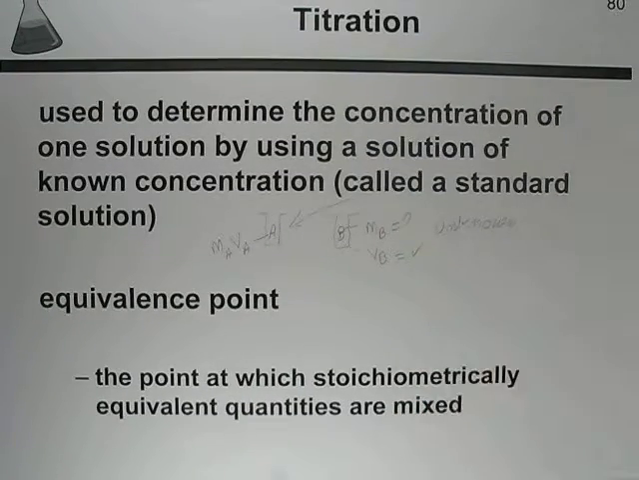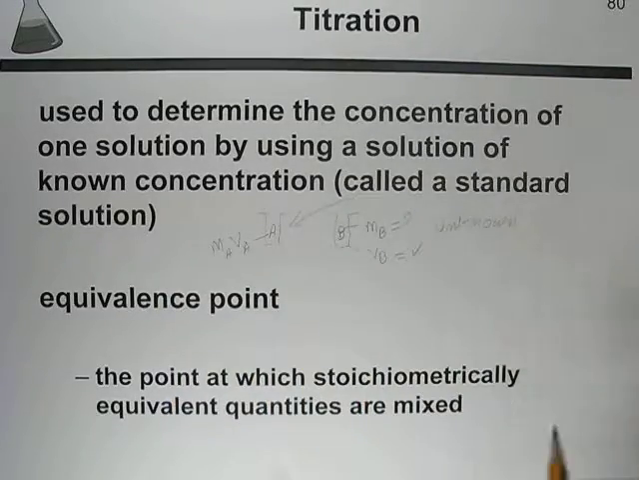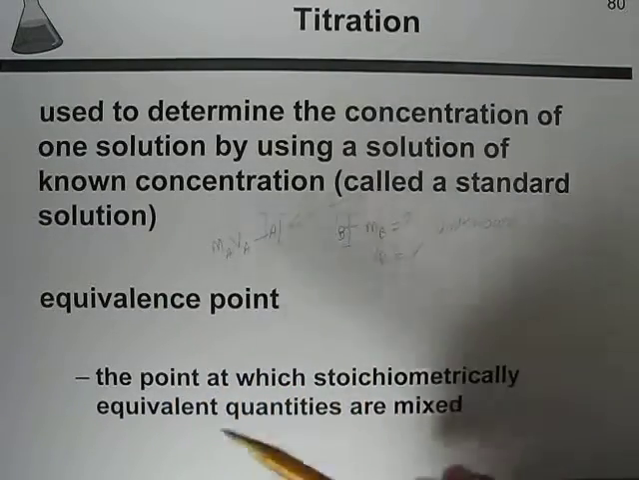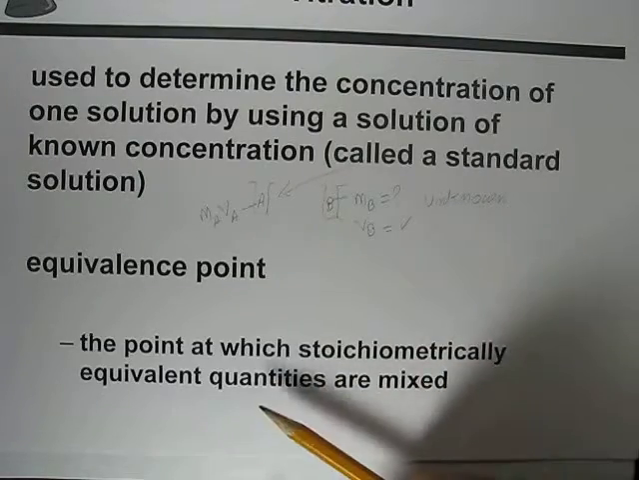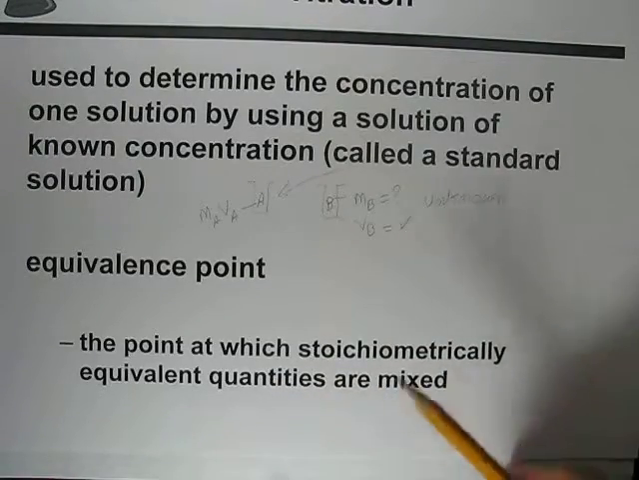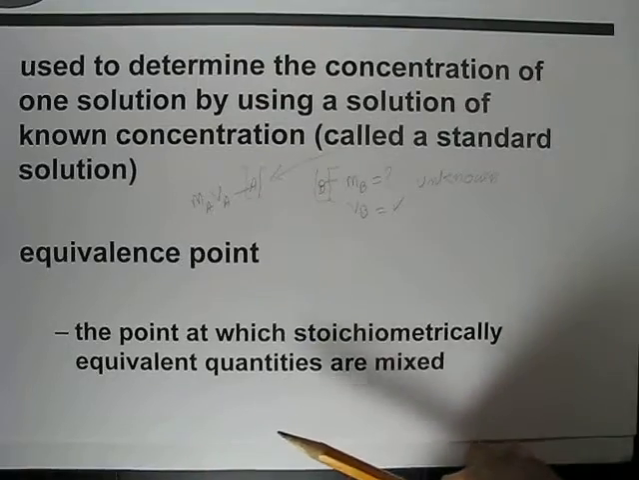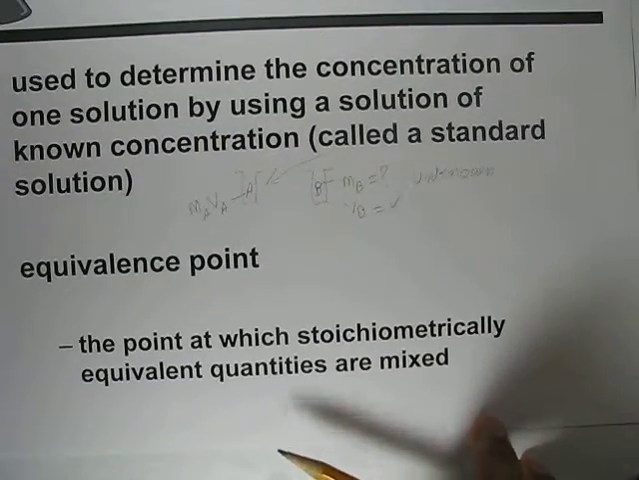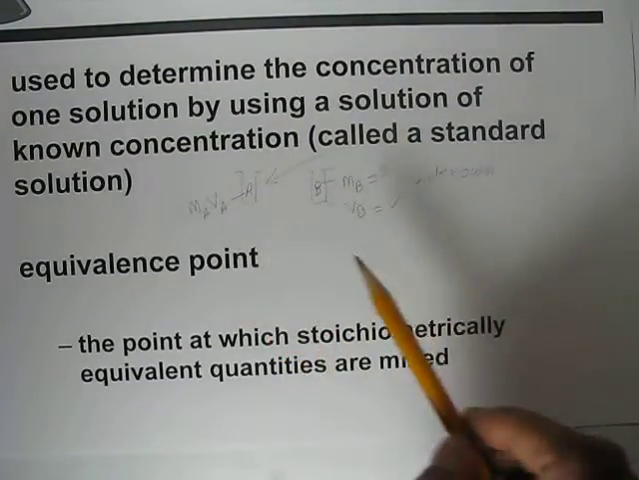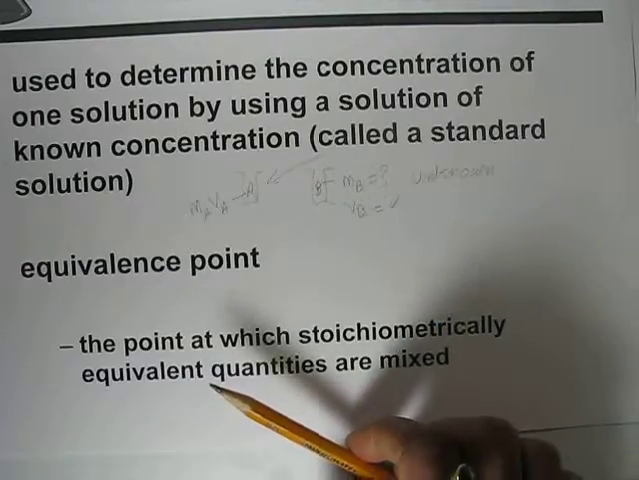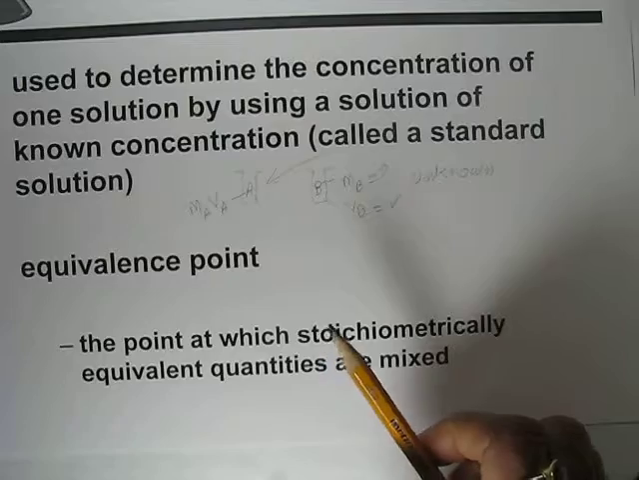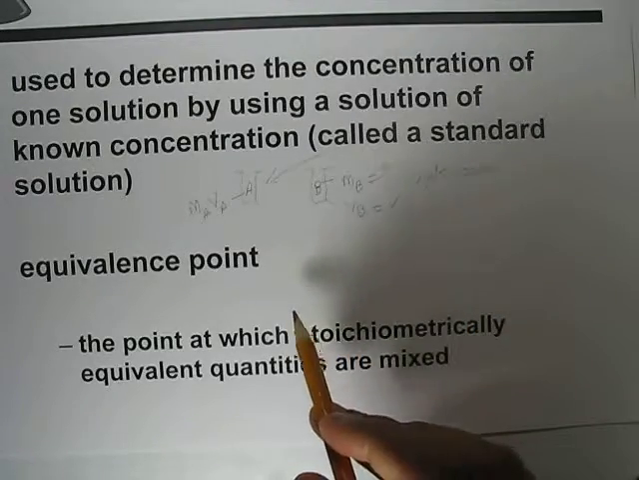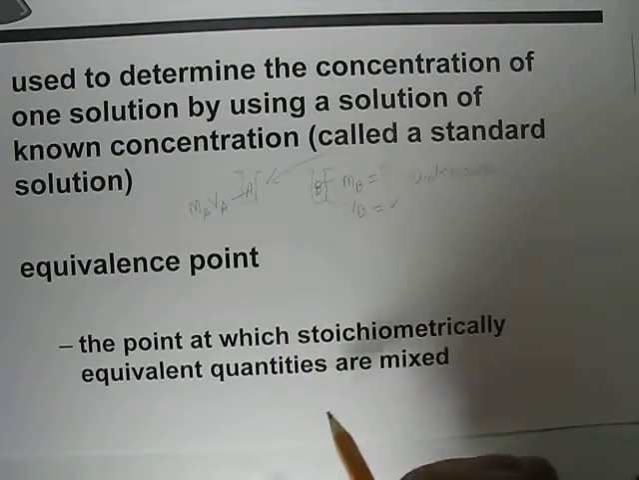So there are two important terms. One is called the equivalence point. The equivalence point is the point at which stoichiometrically equivalent quantities are mixed. It means the moles of one solution are equal to the moles of the other solution. That point is called the equivalence point.